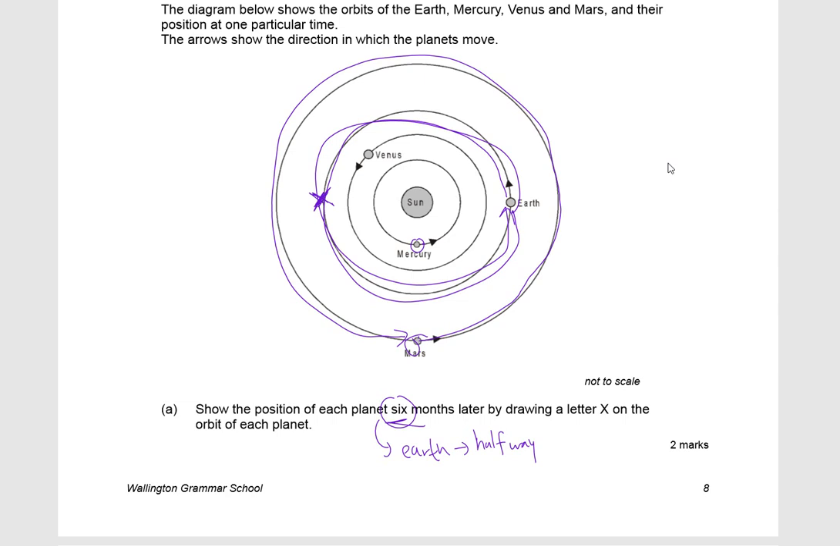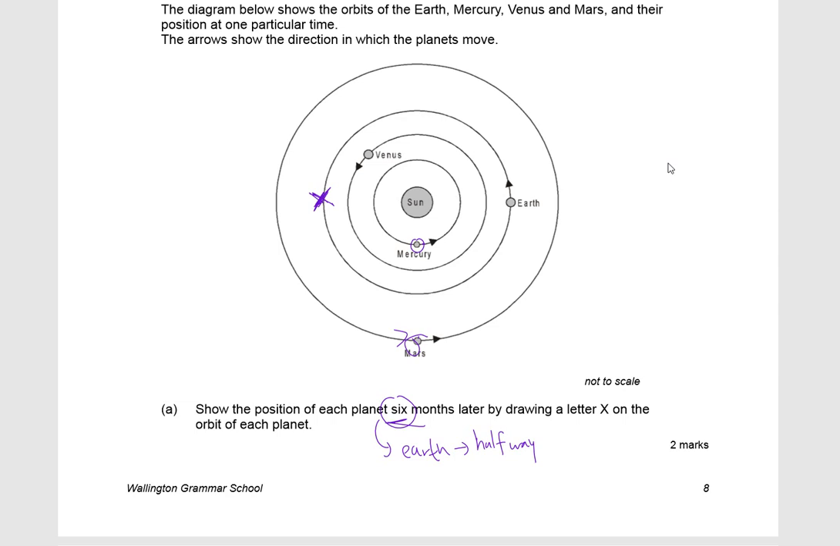So where will Mars be 6 months later? 6 months later is half. So therefore, 6 months later, Mars would only have done a quarter, which we're going to be here. So Mars after 6 months, only a quarter way. Sorry, not halfway. Quarter way.